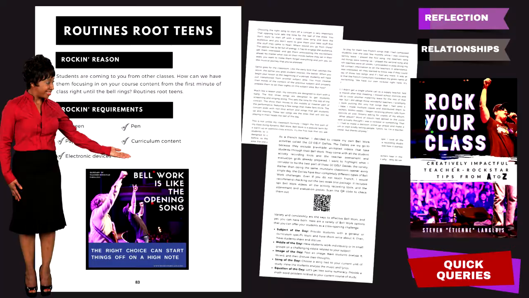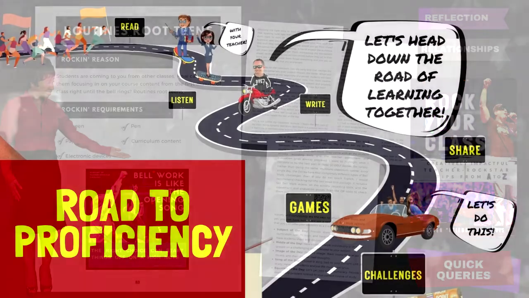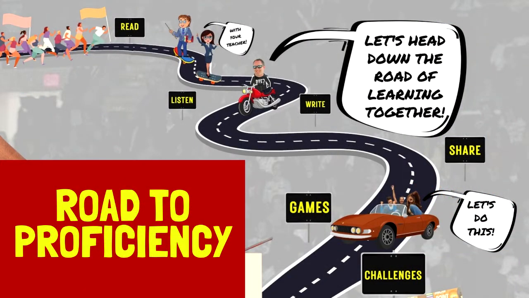Super, super simple. Now we know that routines root preteens as well. And you see the word root. Now root for grounded, that's awesome. And building a foundation, that's great. But also route, R-O-U-T-E, meaning bring them down that road to French proficiency. It's huge, right? So let's talk about the where then.